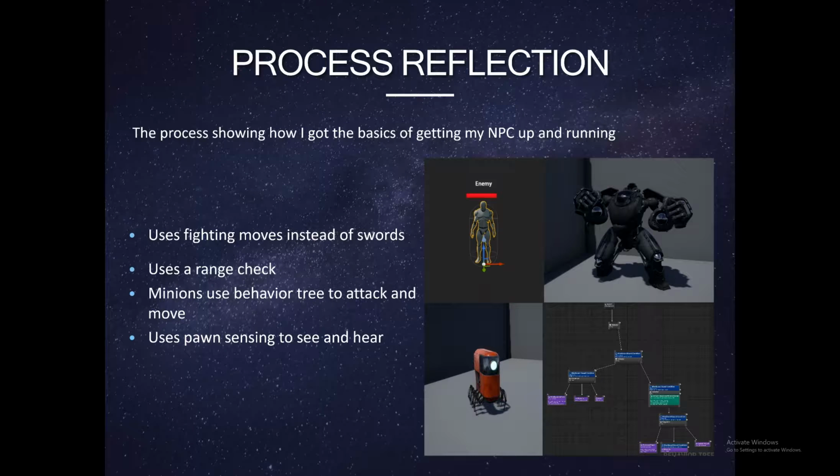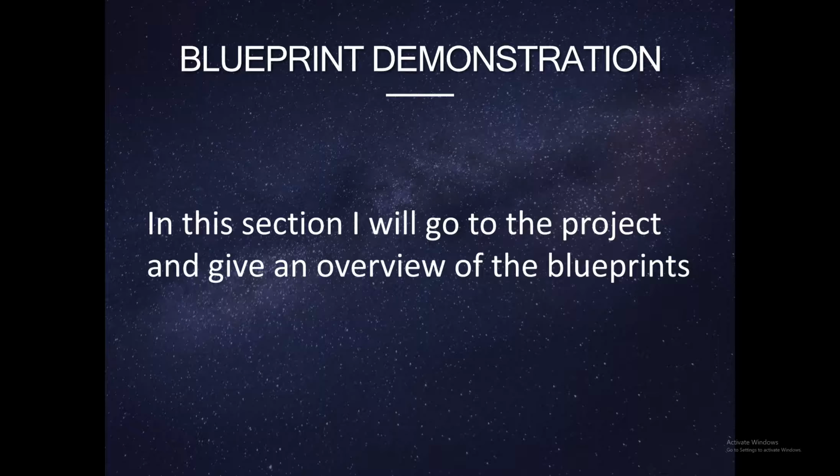Both of the enemies use the pawn sensing. It's set up so it can see in front of him. It can also hear the player. If the player makes a noise, it will run over to the location of the last sound that was made. Okay, on this one I am going to show the blueprints.